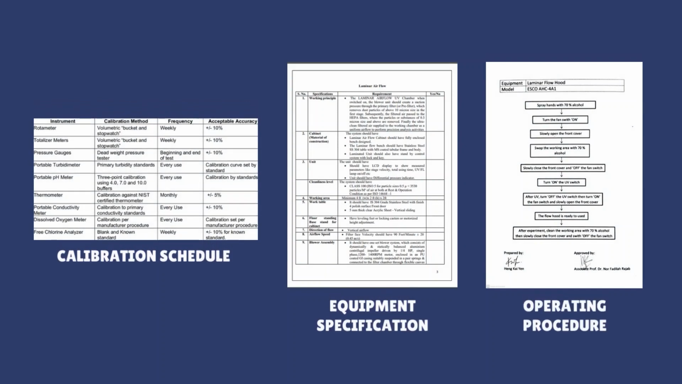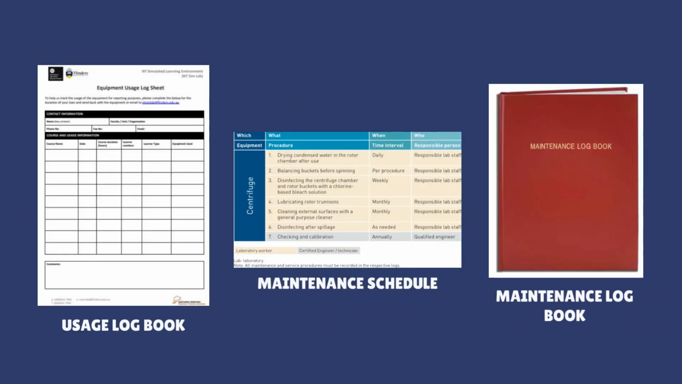Calibration schedule provides guidelines on the method and frequency of an equipment calibration. Equipment specification explains the equipment details, and operating procedure provides a step-by-step guide on operating the machine. Usage logbook, maintenance schedule, and maintenance logbook should also be provided for each equipment.